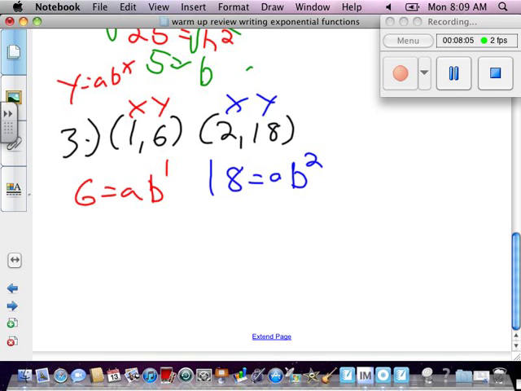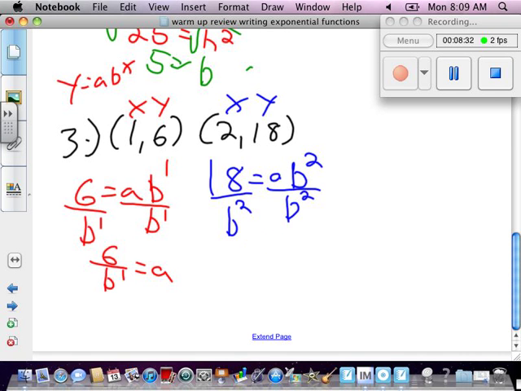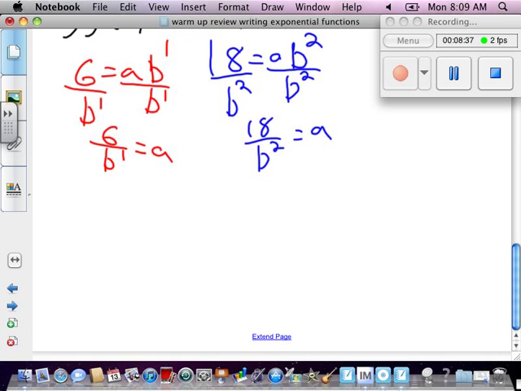Okay, can somebody raise their hand and tell me the third step? Nobody else knows the third step. Alexis? Get a alone. So I'm going to divide both sides by b to the first. And I get 6 over b to the first equals a for my first equation. For my second equation, I'm going to divide by b squared. And I get 18 over b squared equals a.